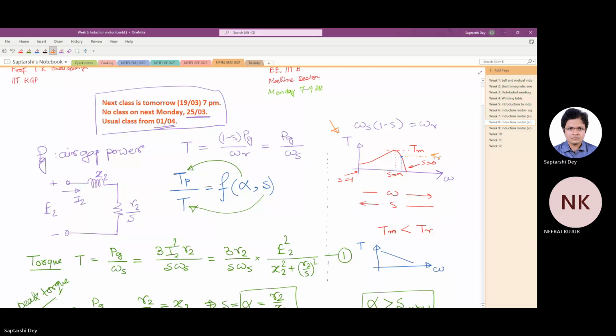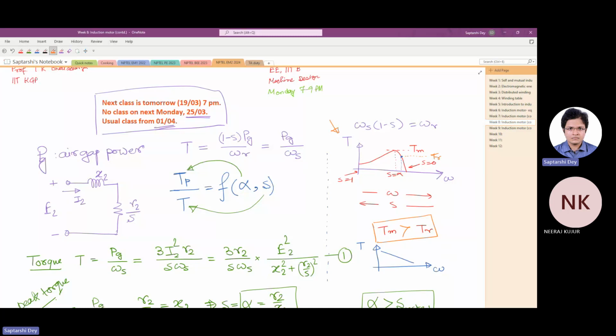Tm, why did I write this? I think I wrote it opposite. Tm is greater than Tr. Maximum torque is much higher than the rated torque. The induction machine can deliver that much torque, but the windings are not rated for it.